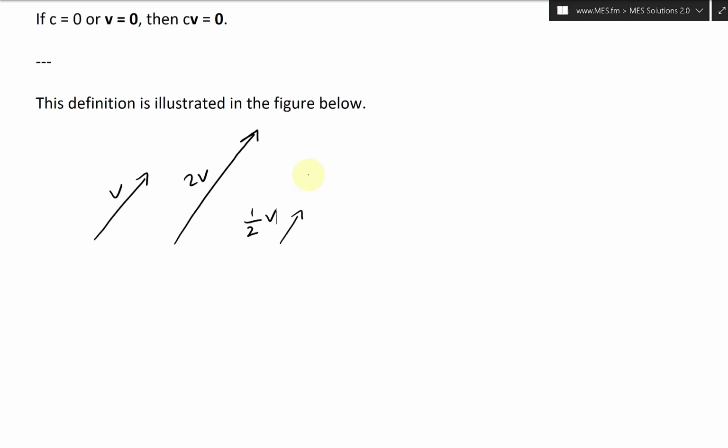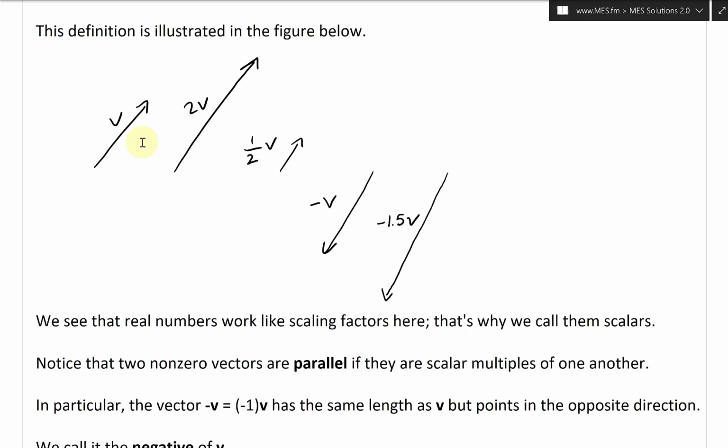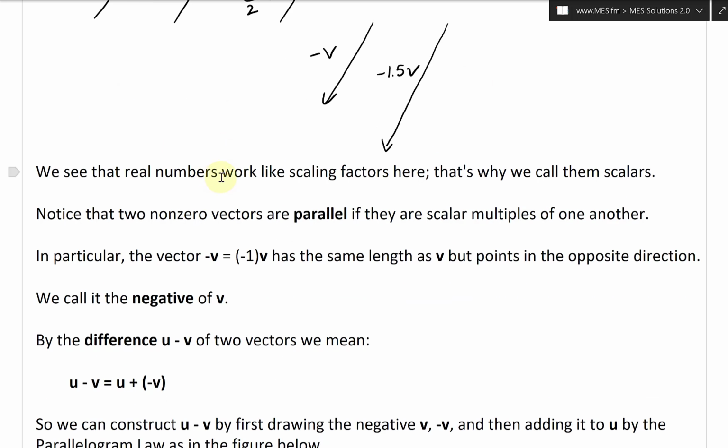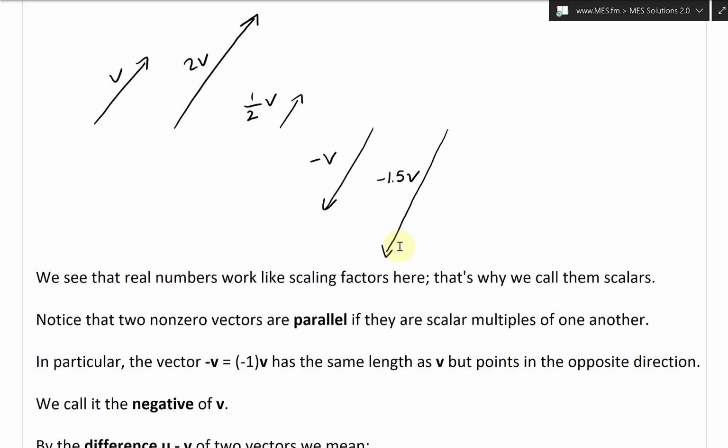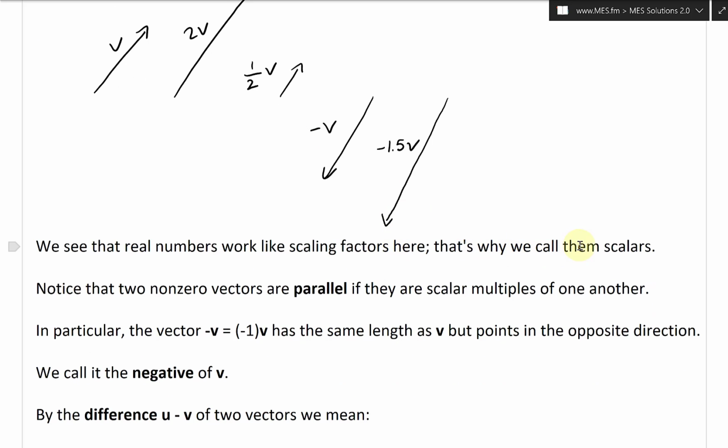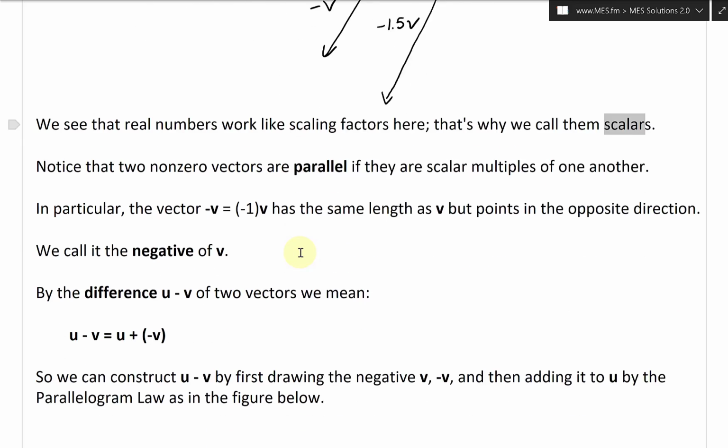Now if you're going to go negative, start exactly the same, but go down. This is going to be negative v. And now if you want to go negative but bigger than that, we can go up to here. This could be negative 1.5v, like that. So this is scalar multiplication. We see that real numbers work like scaling factors here. Notice that they're all just scaled up or down in opposite directions or the same direction. That's why we call them scalars. We're just scaling the vector.